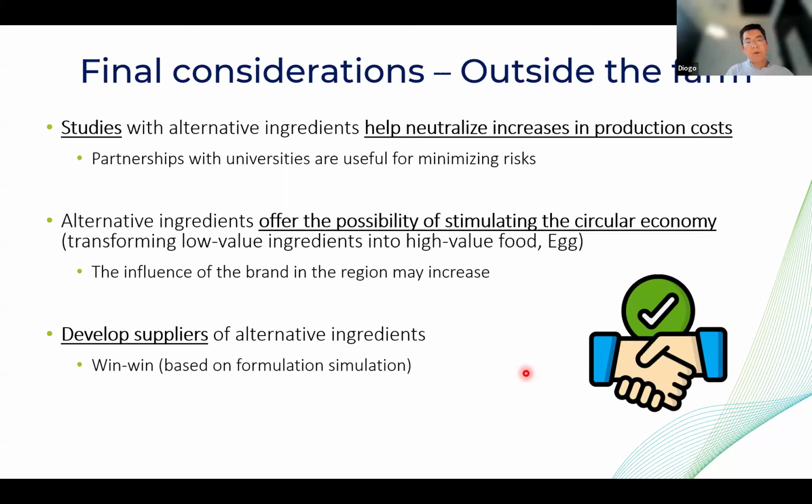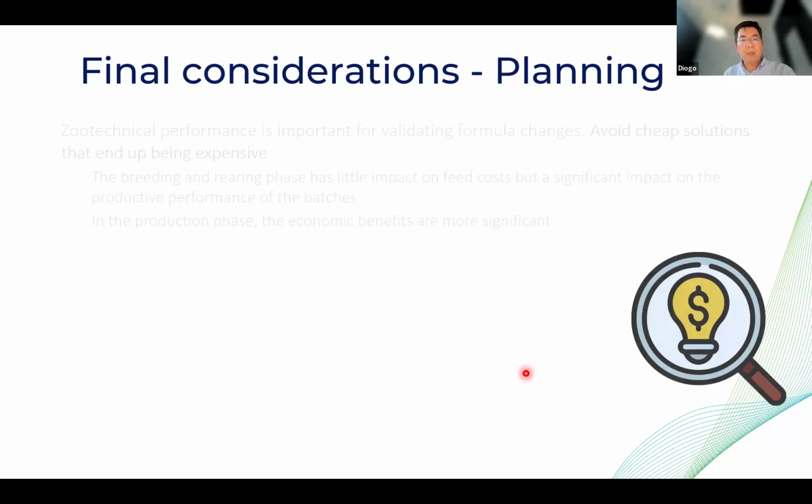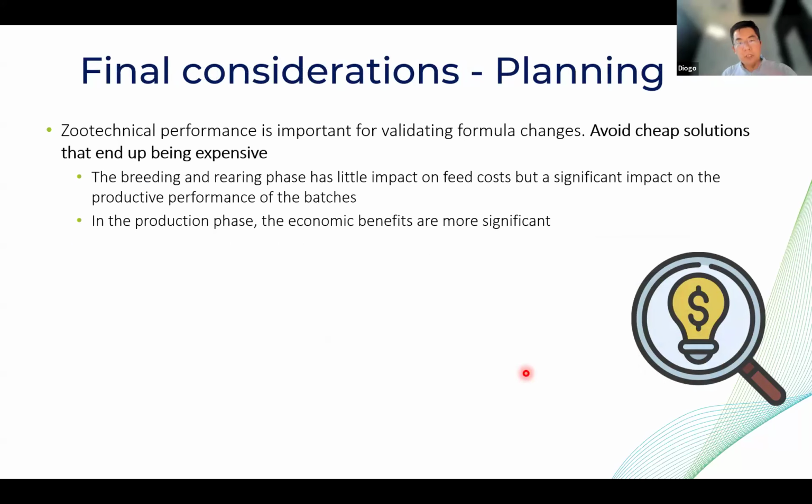Develop those suppliers of alternative ingredients to find a win-win situation, mostly based on formulation simulation. This is the easy part. The feed formulation program can help us provide an expectation of the price or nutritional level that the ingredients need to have to become economical. Zootechnical performance is important for validating formulas, so we need to avoid cheap solutions that end up being expensive. In the production phase, the economic benefits are more significant.